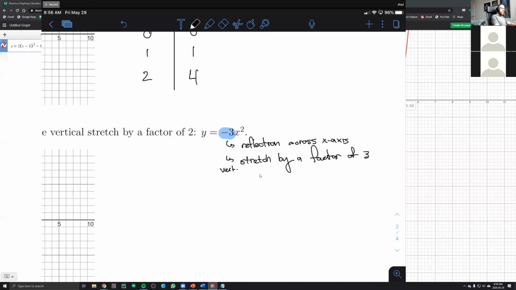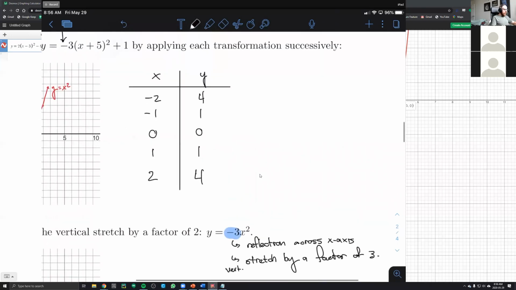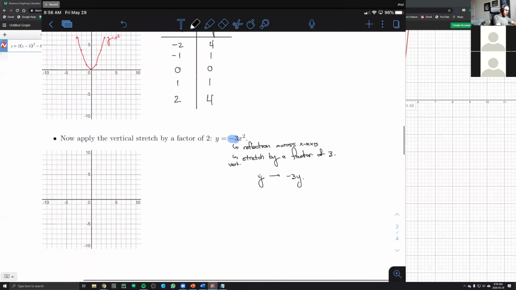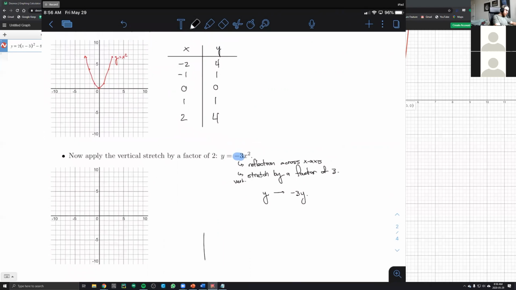And the way that this will affect our graph is our original y values will be just multiplied by negative 3. Okay, so we're going to take all of our y values from up here and just multiply them by negative 3. So I'm going to come up with another table of values here. X and y. X stays the same. But then all our y values are multiplied by negative 3, so that's negative 12, negative 3. Vertex is in the same spot at 0, 0, negative 3, negative 12.